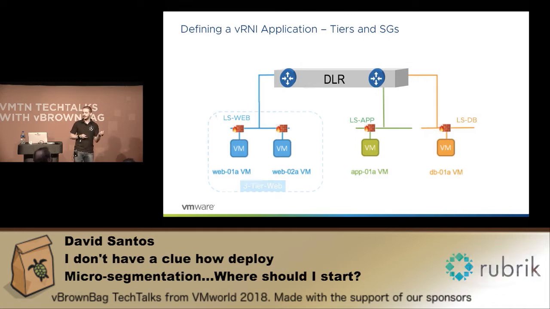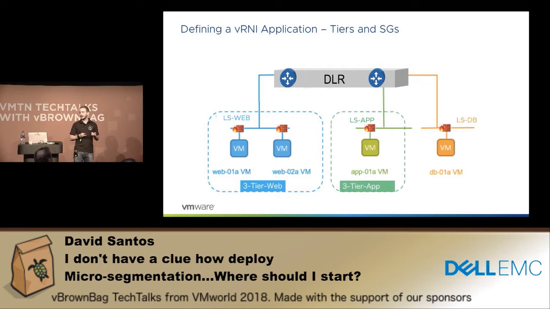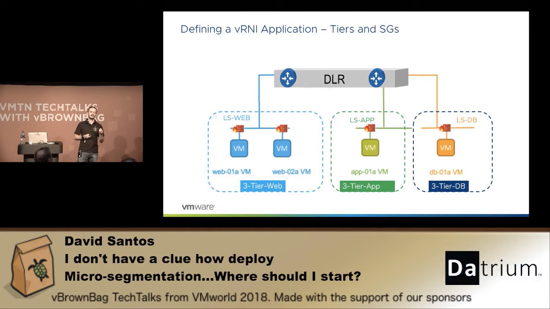So you have here the web tier. It will become our 3-tier web security group. And you have our application tier that will become the 3-tier app security group. And you have the 3-tier database that will become the database security group.